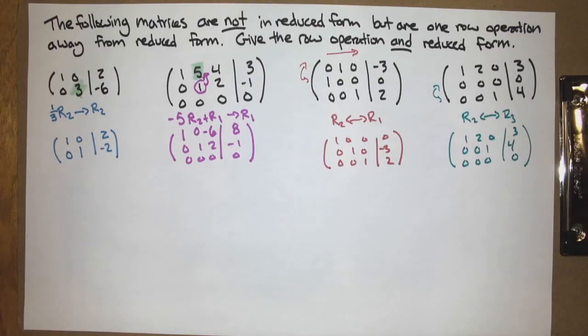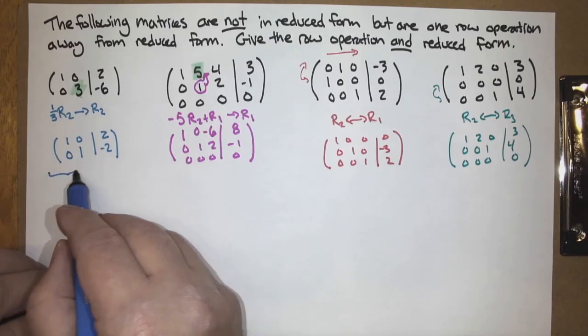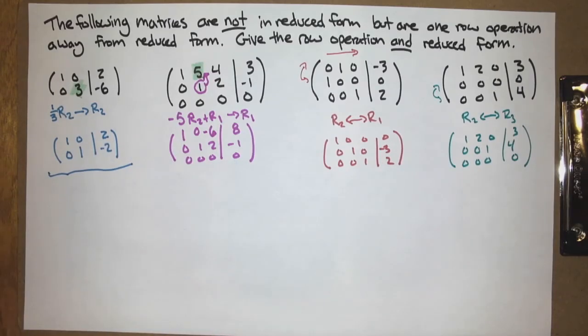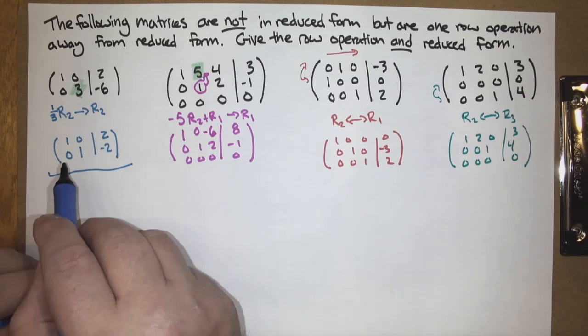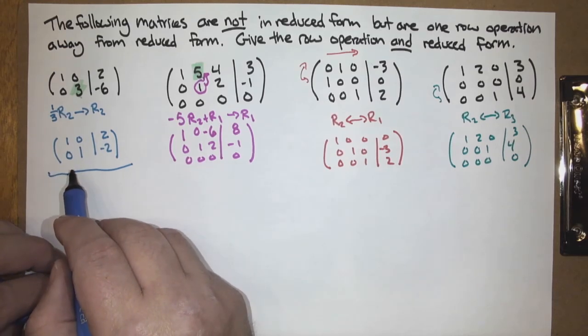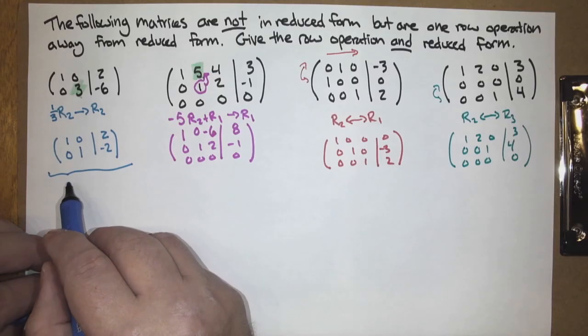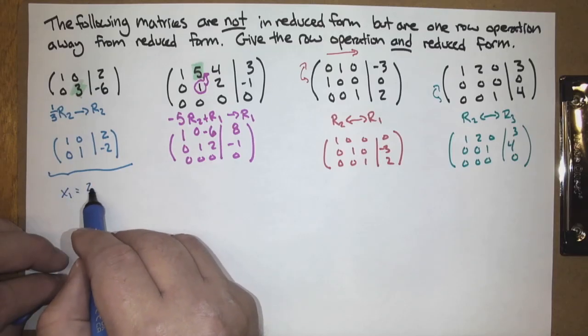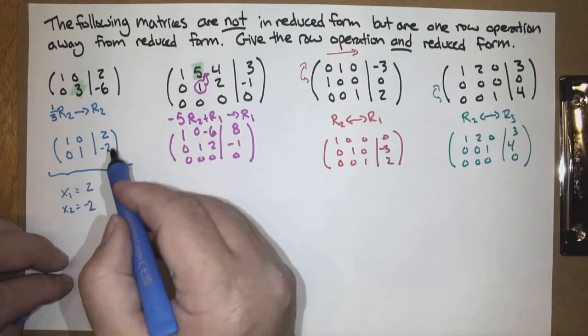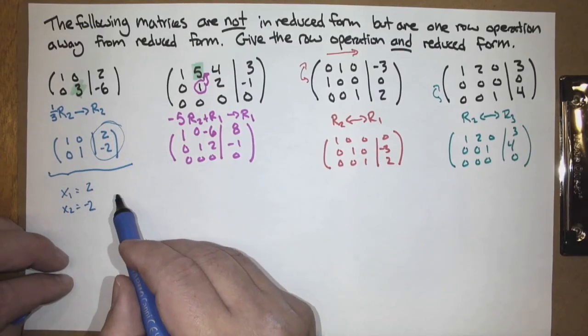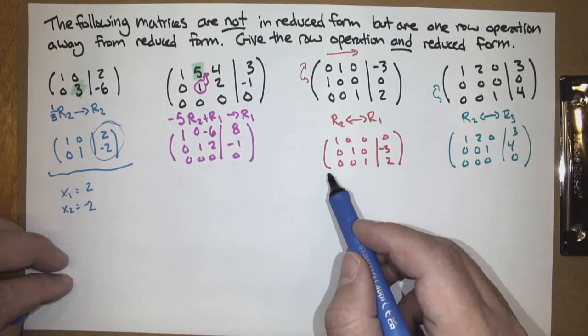There we go. Before we leave this, I want to talk a little bit about reading off the answers. So for this one, let's assume our variables are x1, x2, x3. For this first one, what does our answer look like? x1 is 2, x2 is negative 2. So it's like you're reading off the column on the right-hand side. That's a reasonable way to think about it.